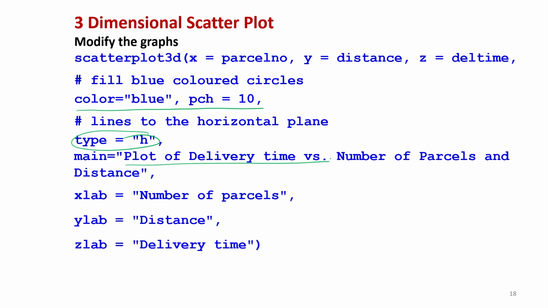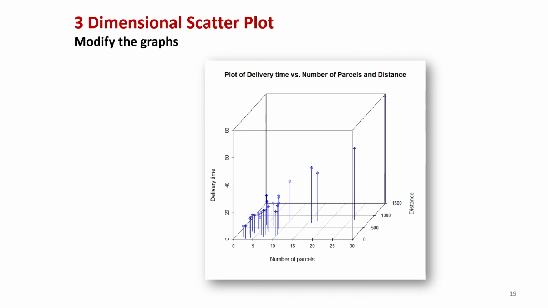There is a title: plot of delivery time versus number of parcel versus distance. For the x, y, z axes I can have the titles number of parcel, distance and delivery time, to make it better and more informative. Now you can see it will look like this scatter plot 3D. By looking at these points I am getting a fair idea, and even on the plane you can see that they are more or less linear. So I now become more confident that I can use the multiple linear regression model.